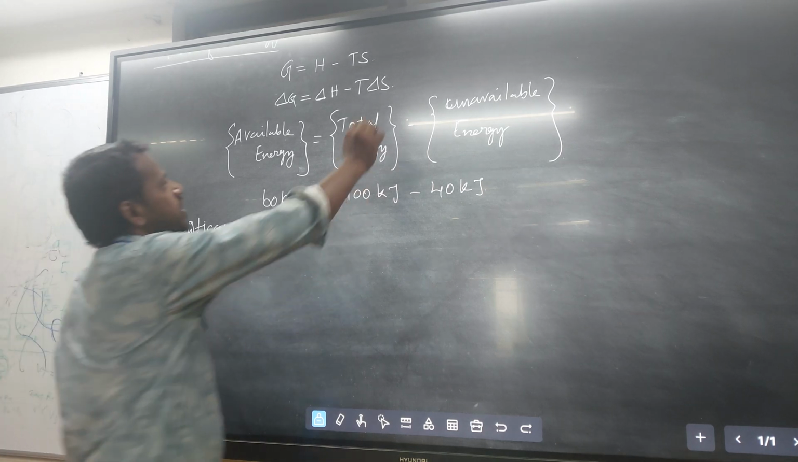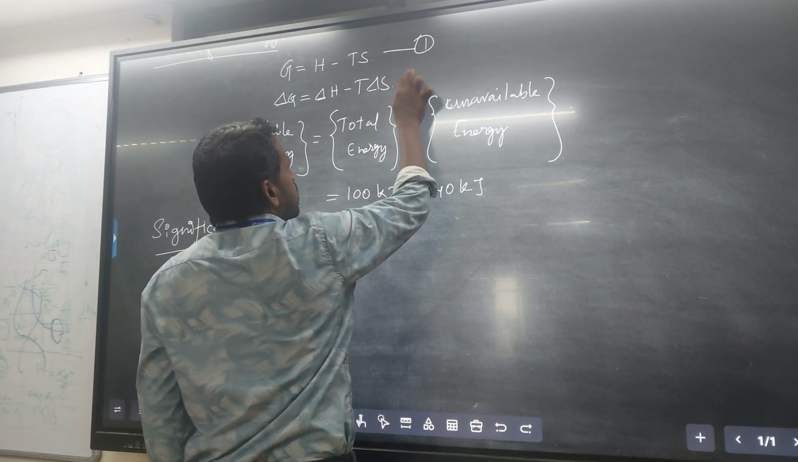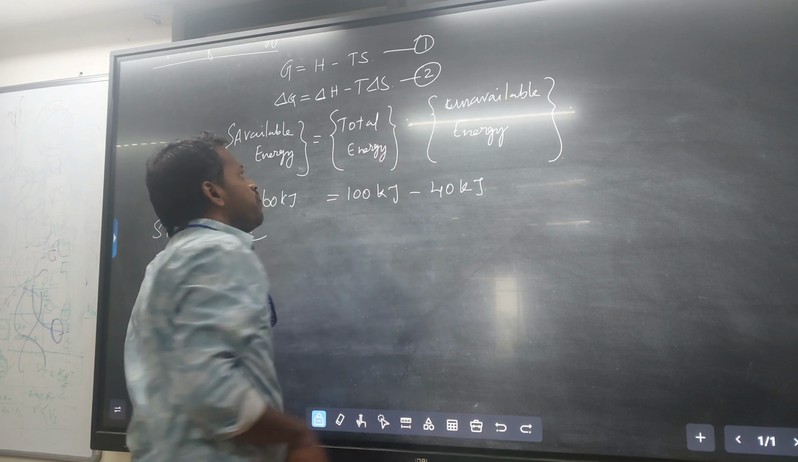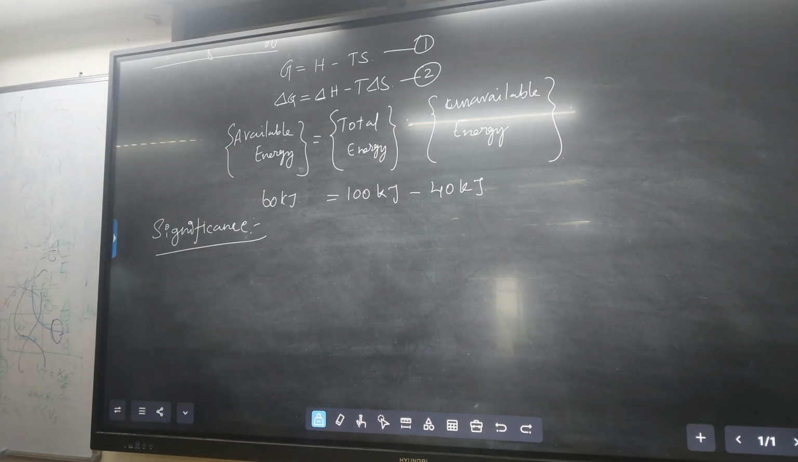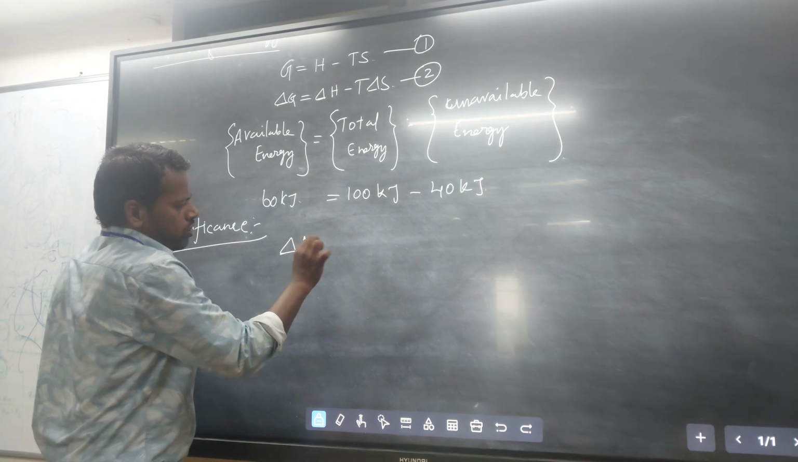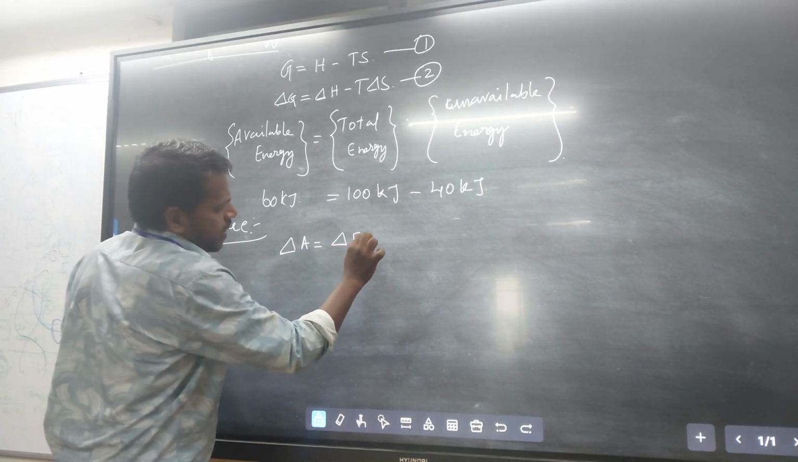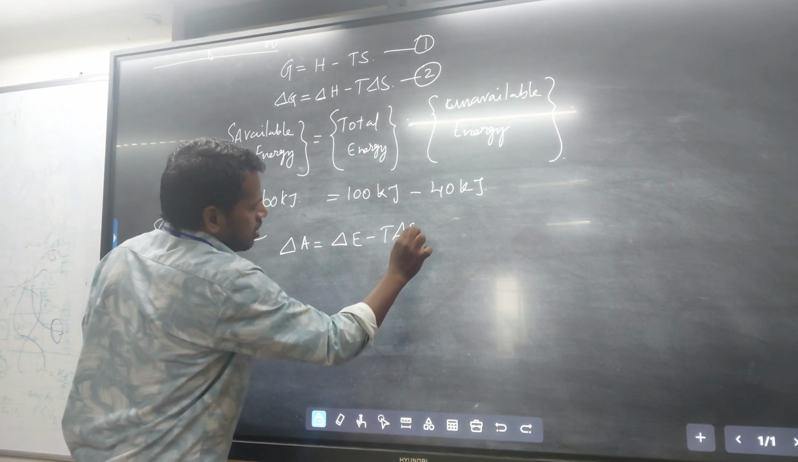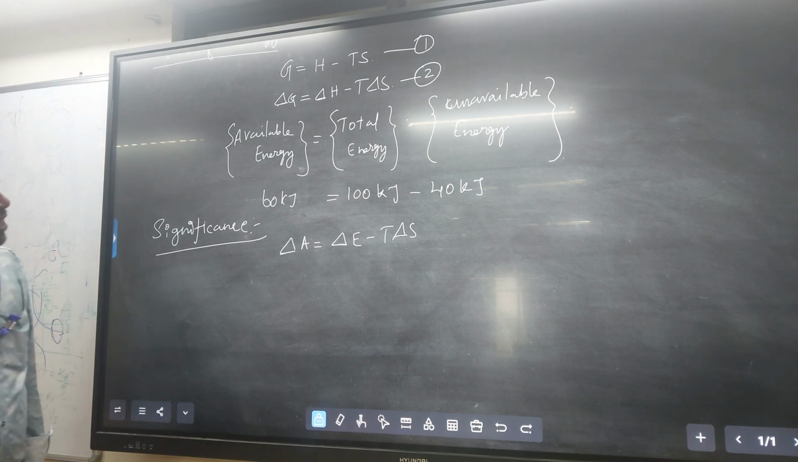Maybe similarly you can take this as equation number 1 and equation number 2. Then we go for the equation we just discussed: delta A equals delta E minus T delta S, right? Delta A equals delta E minus T delta S.